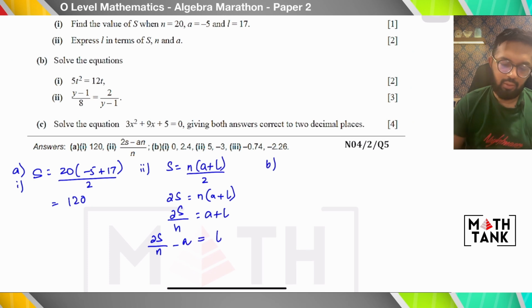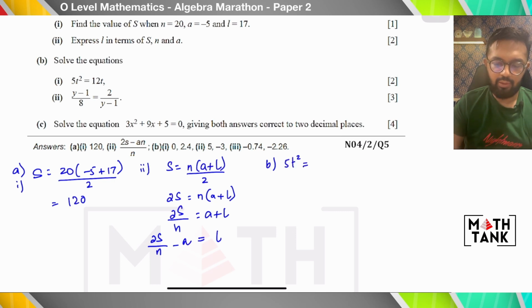Part B. Okay, I think simplifying that was simple. Yes, the answers are different from there because I've not taken a common denominator, and that's absolutely fine. You can do that on the exam too. Okay, then part B says 5t square minus t square equals 12t.